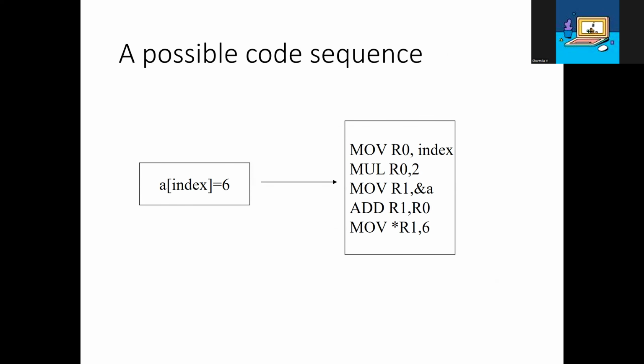The code sequence is written as move R0 comma index. The index value is moved to R0, and R0 contains 2. Next, R1 contains the address of A. Then we add R1 comma R2. What is stored in R1? 4. What is stored in R0? 2. So 4 plus 2 is 6, and that 6 is stored in the address of R1.